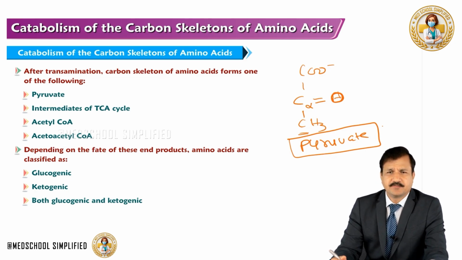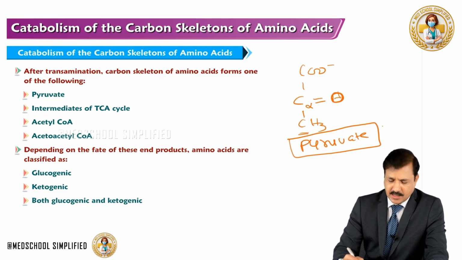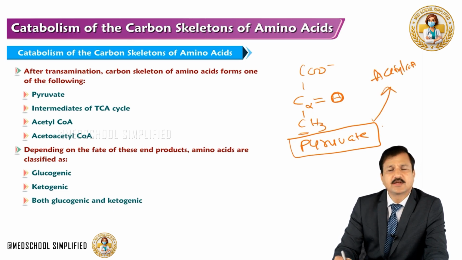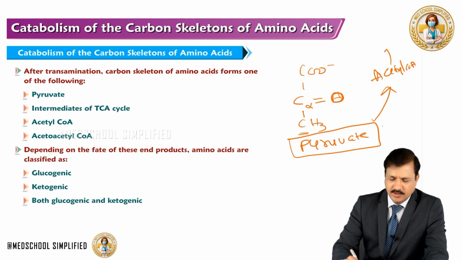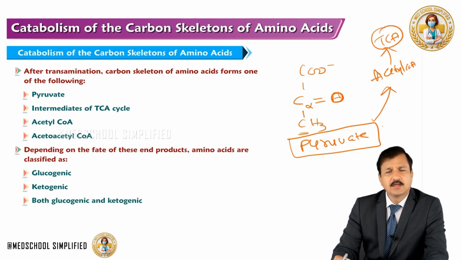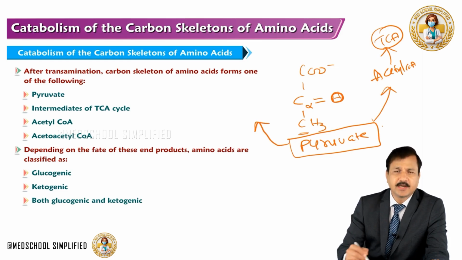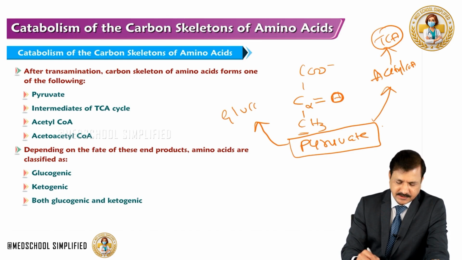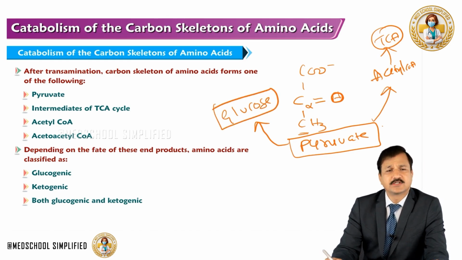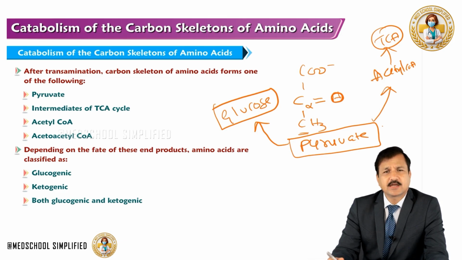Pyruvate can have two fates. It can get into the mitochondria and be converted into acetyl-CoA, and it can go into the TCA cycle. That's one fate of pyruvate, being completely oxidized and used for energy purposes. Or, if the person is in a fasting condition, pyruvate can go into glucose formation. That is done by gluconeogenesis.